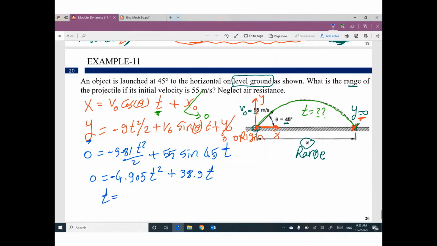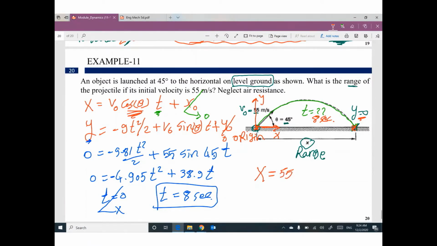We have a solution for this equation: t equals 0 or t equals 8 seconds. This one will be rejected. This one will be accepted. So the time required for this projectile to hit the ground surface equals 8 seconds. But this is not what is required. What is required is the range, x. Okay, x will be v naught 55 times cosine 45 degrees times t, which is 8 seconds, plus x naught, which is 0. So I can figure out the range, which is distance x.